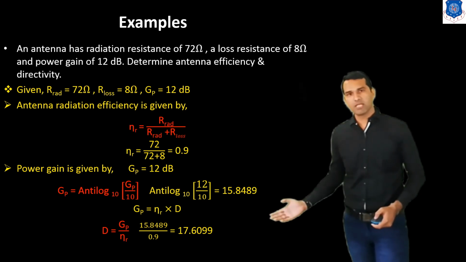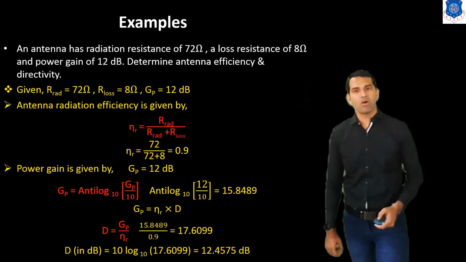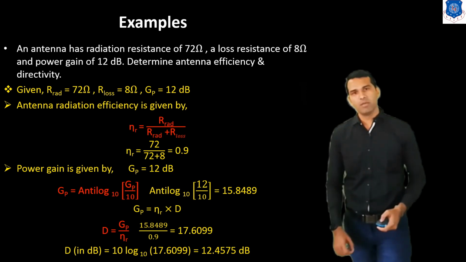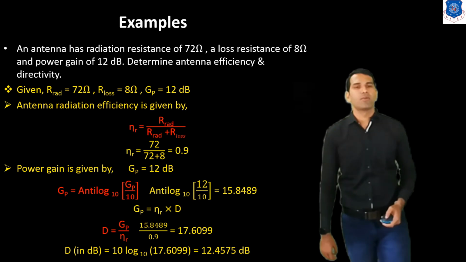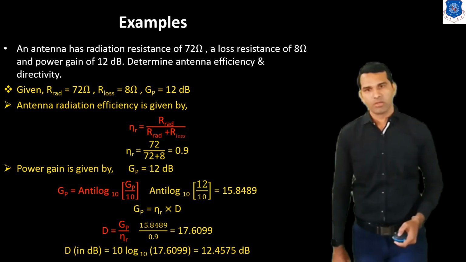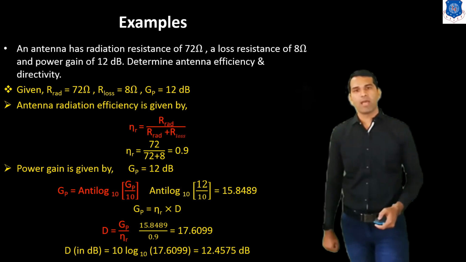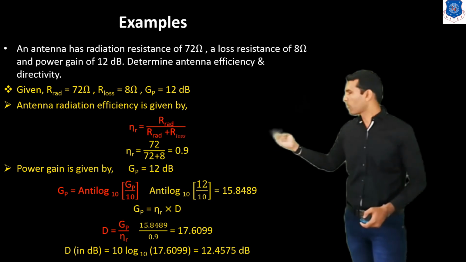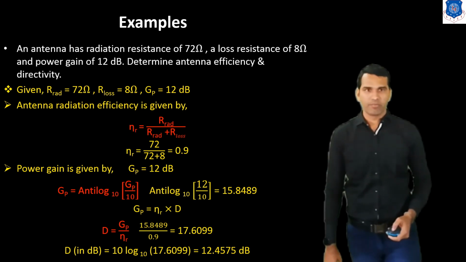Now we convert this value into dB. So we take 10 log 10 of it, that means dB, and we get the directivity equals 12.4575 dB. So the antenna directivity is 12.4575 dB and the efficiency is 0.9. So we get the efficiency and the directivity.